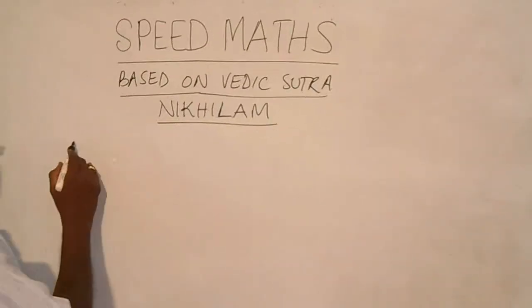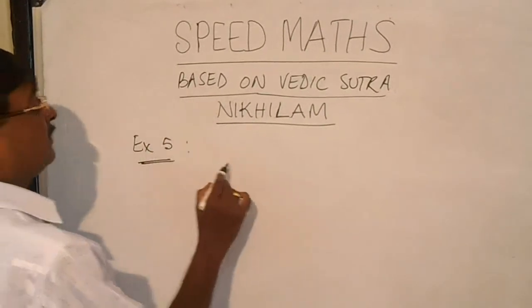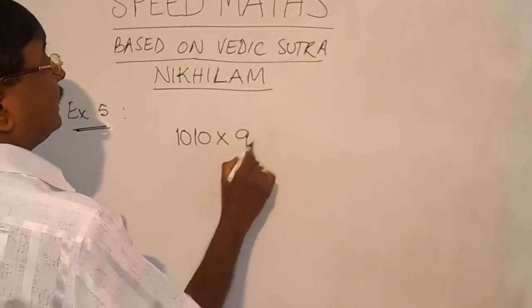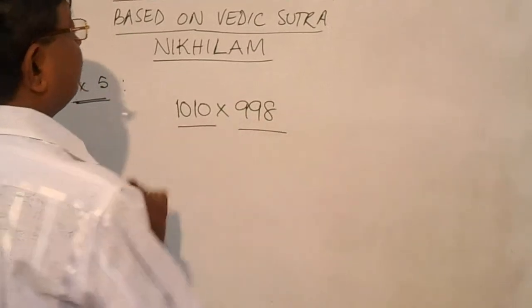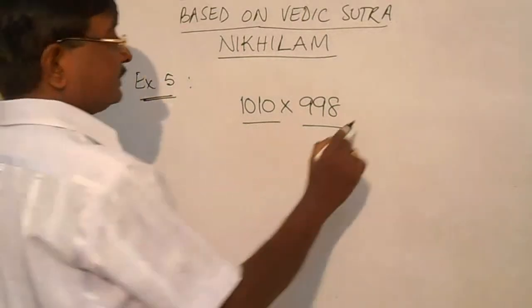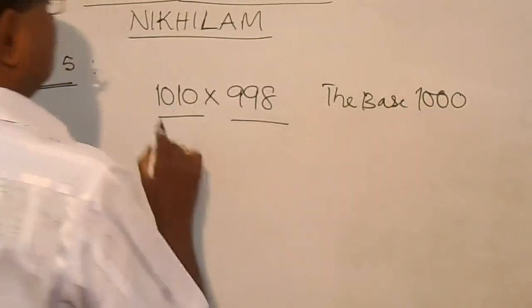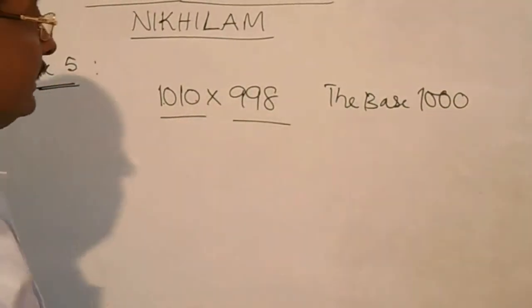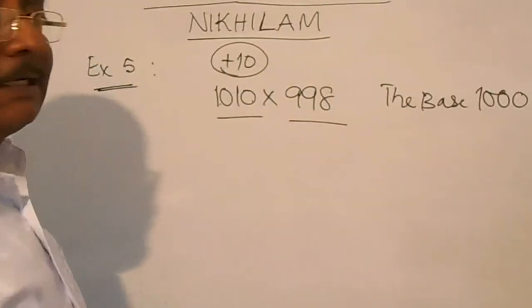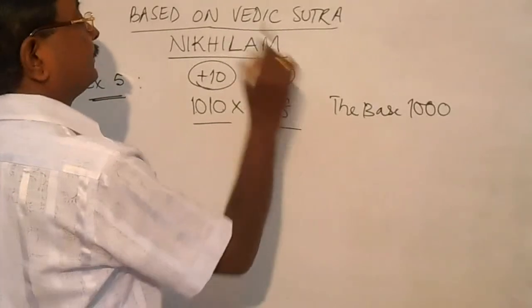Now we'll see the next sum, example number 5. 1010 multiplied by 998. Here one number is 4 digits and the other is 3 digits, but the nearest base is 1000 only. The base here is 1000. 1010 is in excess of 1000, that is plus 10. But 998 is short of 1000, so we will take it as minus 2.